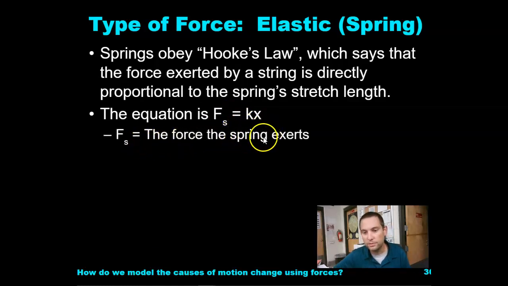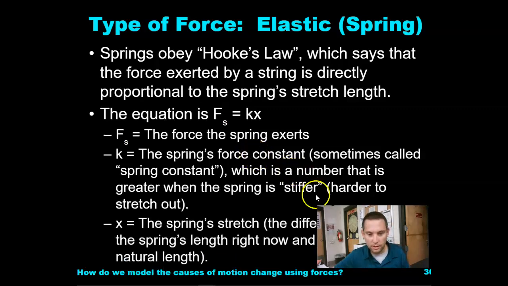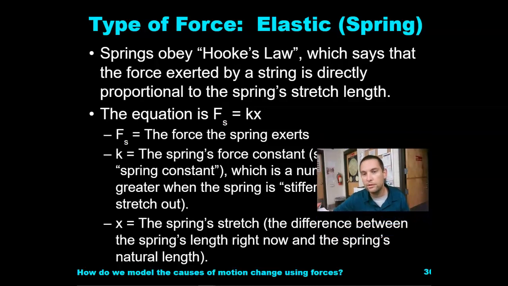Fs is the force the spring exerts. K is the spring's force constant. Sometimes it's called the spring constant. It's a number that's greater when the spring is stiffer or hard to stretch out. So you can think of K as kind of the springiness. The lower the number, the more bouncy it's going to be, or the easier it's going to be to deform it, to pull it apart or let it retract. X is the spring's stretch, the difference between the spring's length right now and the spring's natural length.